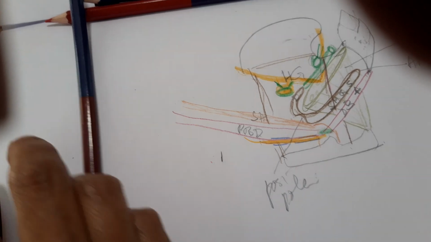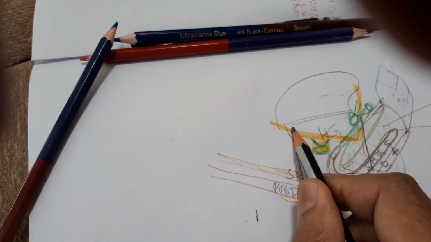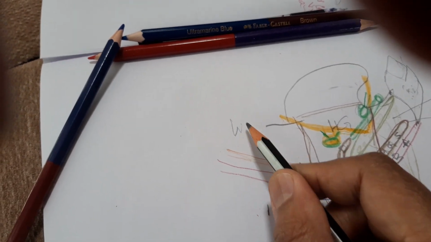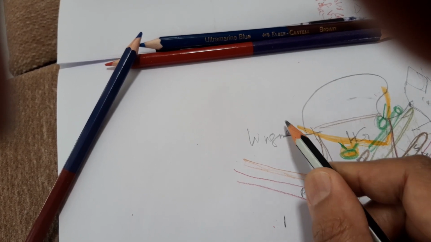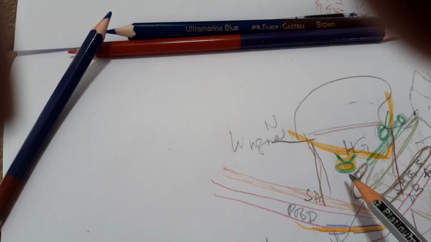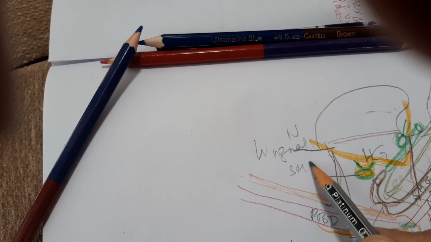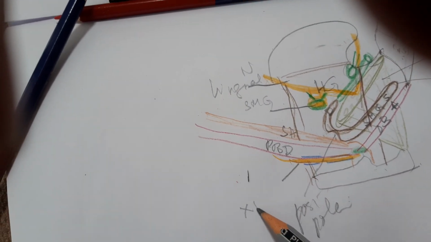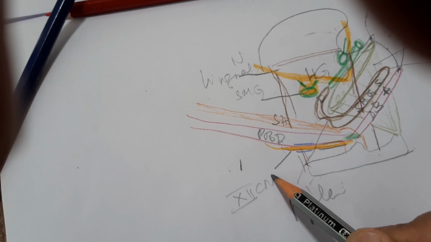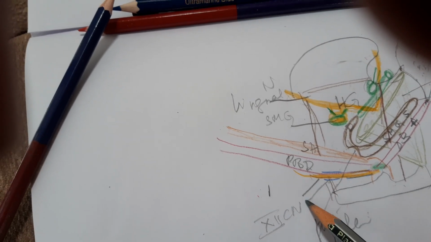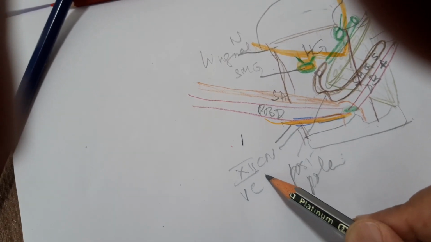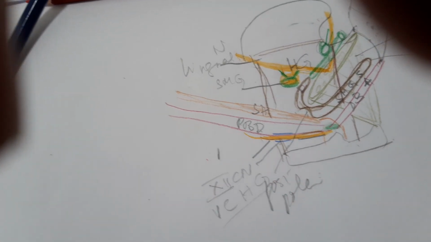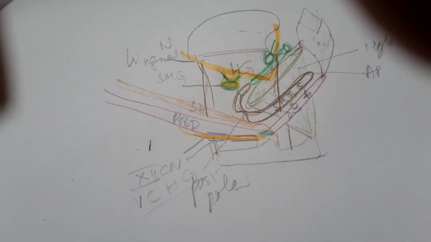Now let us label one by one. So what is this nerve? Lingual nerve. Okay, so now what is this? Submandibular ganglion. Now what is this nerve? 12th cranial nerve, hypoglossal nerve. So these are nothing but venae comitantes hypoglossi. I have written the short form, venae comitantes hypoglossi.